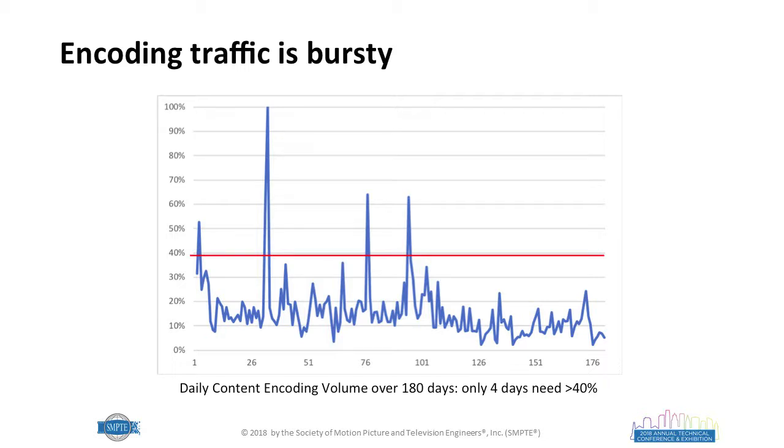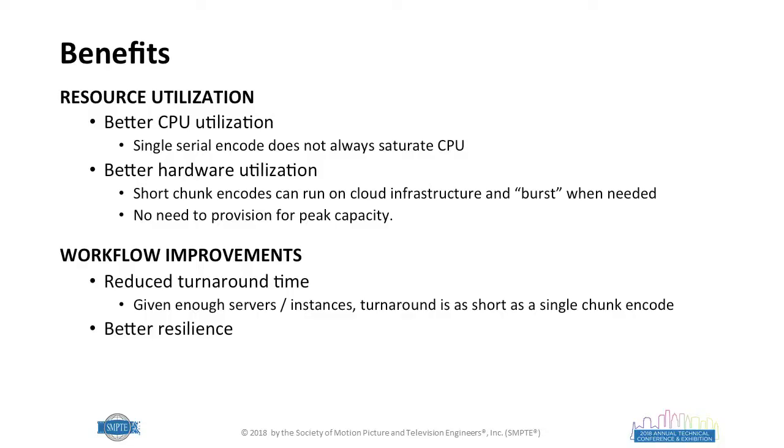In this plot, you can see over 180 days of encodes, there are only 4 days where you're above 40% of the capacity. So with a split and stitch approach, we can see better resource utilization. We can see better CPU utilization on an individual host because a single encode from start to finish may not necessarily saturate all of the cores on a large server.